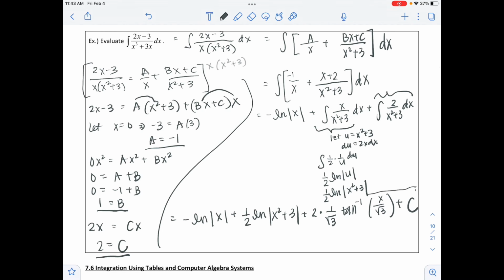You can definitely put the 2 over the square root of 3 if you wanted to, just to make it look a little bit cleaner. But this would be our final answer.